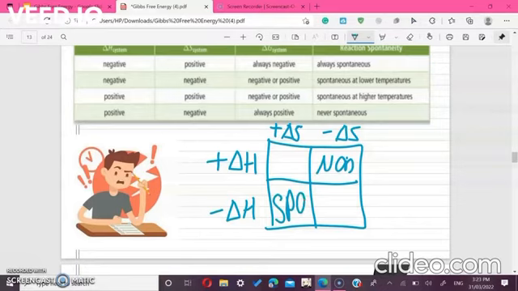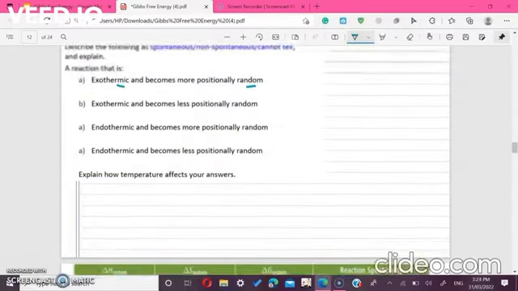Now, what happens when delta H and delta S are both positive, or when delta H and delta S are both negative? Here we cannot determine whether the reaction will be spontaneous or non-spontaneous. The temperature should be given. When both values are positive, the reaction will be spontaneous at higher temperatures. But if both values are negative, then the reaction will be spontaneous at lower temperatures. This is our figure, and it is a fun way to answer the following questions.